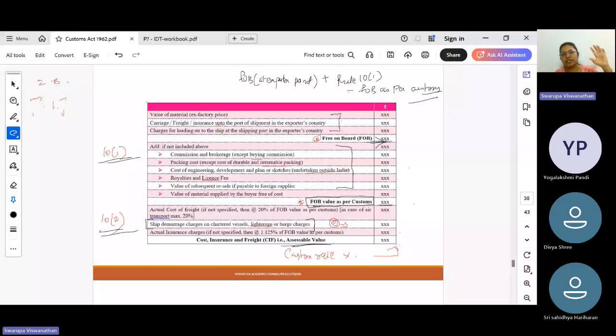Okay, so first you add the expenses at the exporter's port, you will get the free on board value. Add expenses incurred by the importer on behalf of the exporter, you will get FOB value as per customs. On FOB value as per customs, add freight and insurance charges, you will get assessable value.